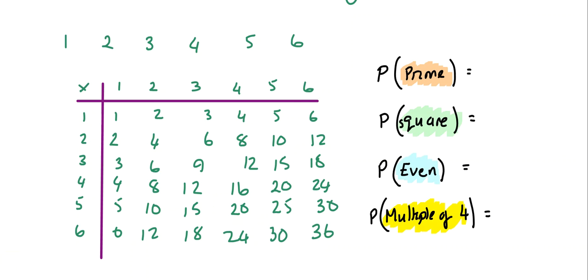Right, I know you're still doing it, so I don't want to interrupt too much. What is the denominator for every single one? 36. It's always 36 in this case.